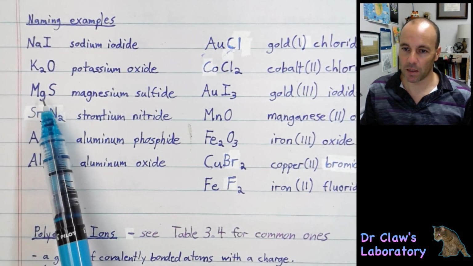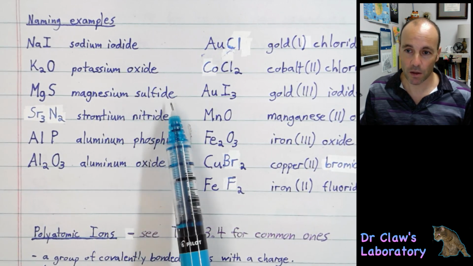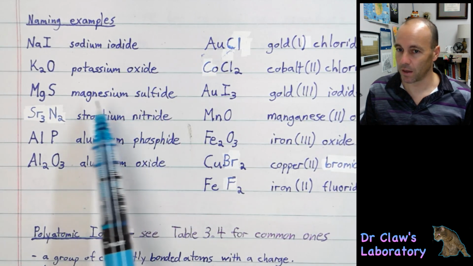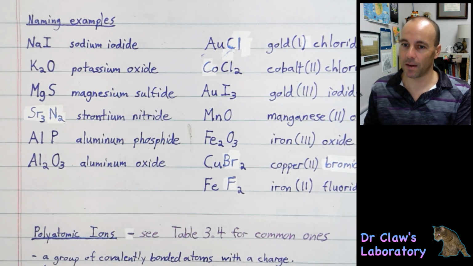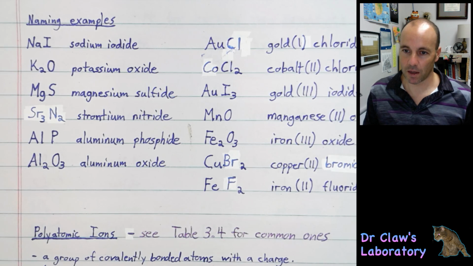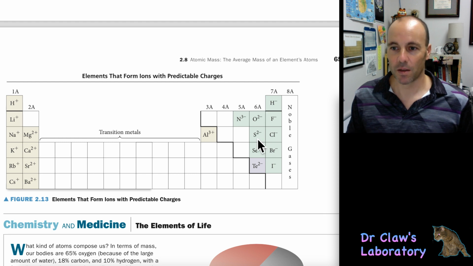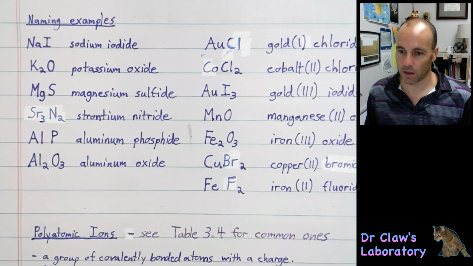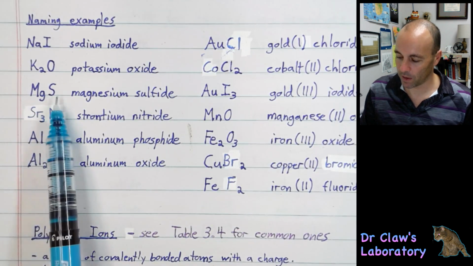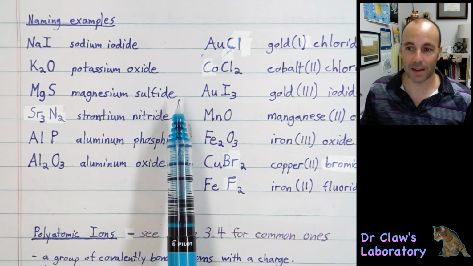MgS, this is magnesium sulfide. Magnesium is always a +2 ion, and sulfur is always a -2 ion. So you remember the full element name, and this one gets the "ide" suffix. Again, magnesium is right there in the +2 column, sulfur is in the -2 column. So they balance each other out. You just need one of each, right? One of each, that's a formula. And so the name is the element name, and then the "ide."